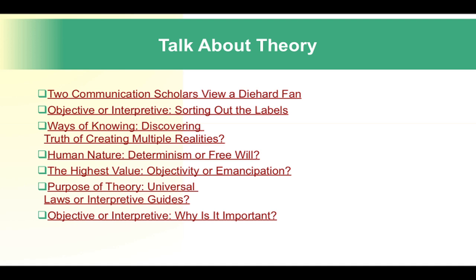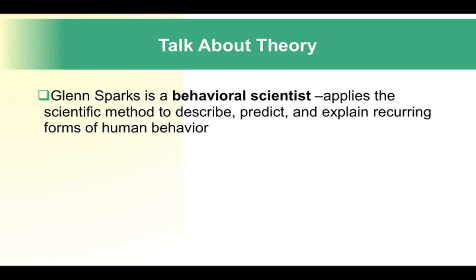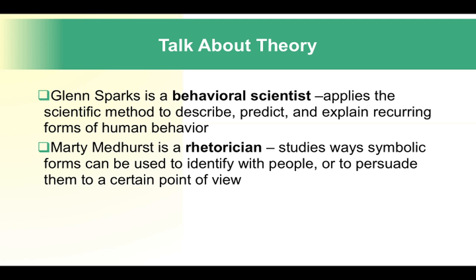Objective or interpretive, why is it important? What's the difference between the objectivist and interpretivist viewpoints? Glenn Sparks is a behavioral scientist. He applies a scientific method to describe, predict, and explain recurring forms of human behavior. Marty Medhurst is a rhetorician. He studies ways symbolic forms can be used to identify with people or to persuade them to a certain point of view.